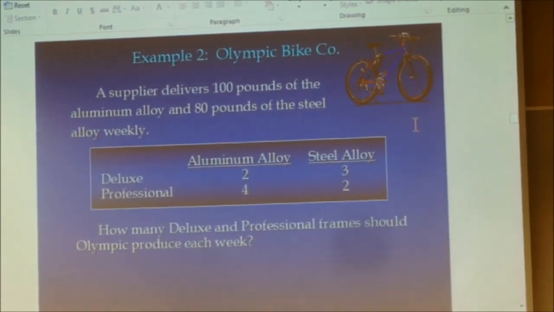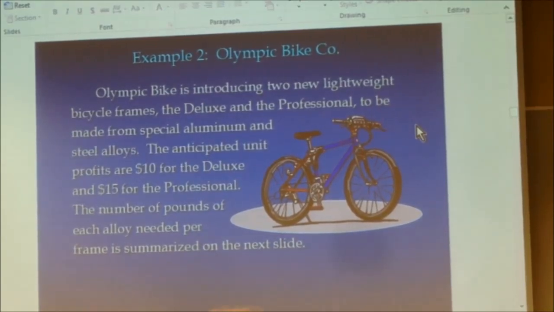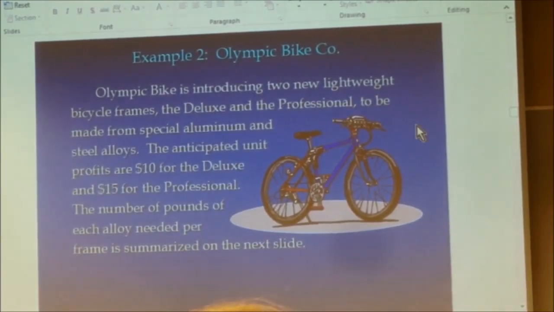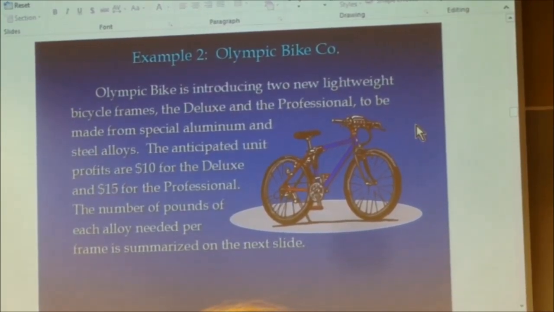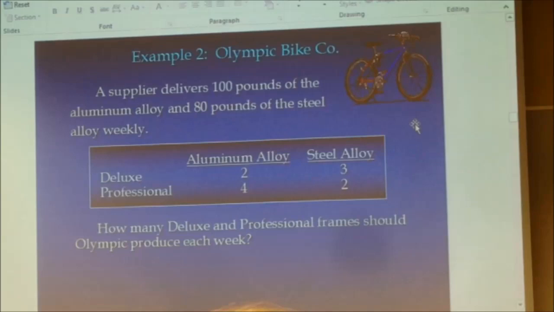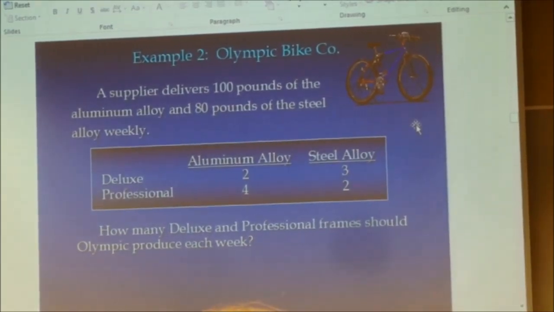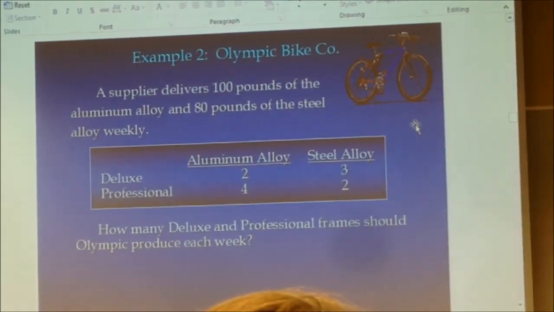What's the objective function? Let's go back here. We're going to make $10 profit for every deluxe, so $10 times D, plus we're going to make $15 profit for every professional. You guys told me this is a max. Only 2 constraints. Can't believe it. There's our objective function. The question is, how many deluxe and professional frames should you produce in production for this cycle based on these raw materials?